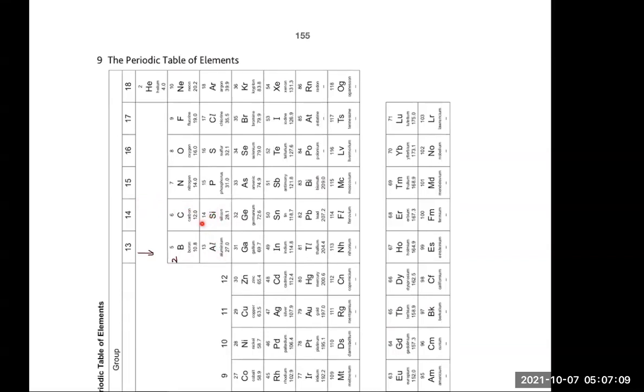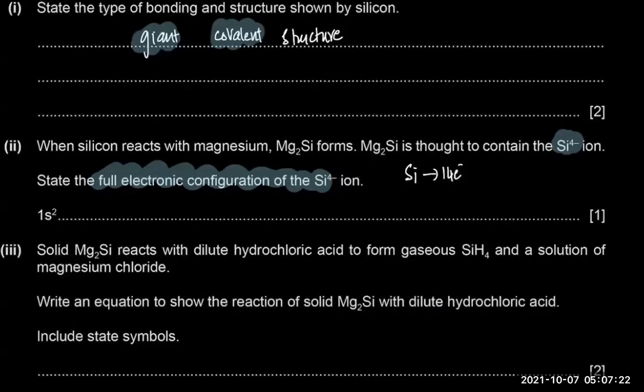Okay. So, it'll end with 3p2. So, agar 4 electron gain kar liye, then it'll have 18 electrons. Same as argon, right? 1, 2, 3, 4. So it actually goes from 3p2 to Si4 minus with 18 electrons. So we will have 1s2, 2s2, 2p6, 3s2, and now 3p2 se ye ho gaye 3p6. Because it's gained 4 electrons.